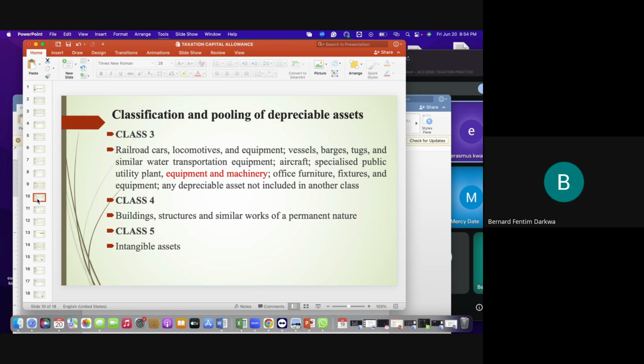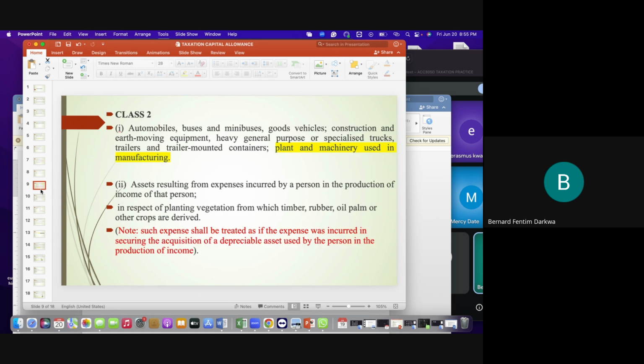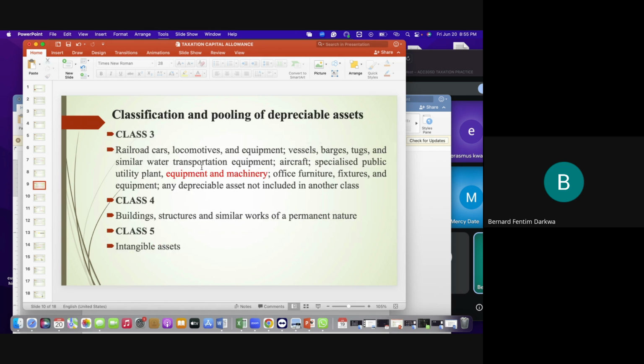Now, the equipment and machinery that will go to class 2 is the one used in manufacturing. So if you see equipment in the question, say equipment 300, but it doesn't say that it is used in manufacturing, then take it to class 3. You only take equipment and machinery to class 2 when they tell you that the company is a manufacturing company.